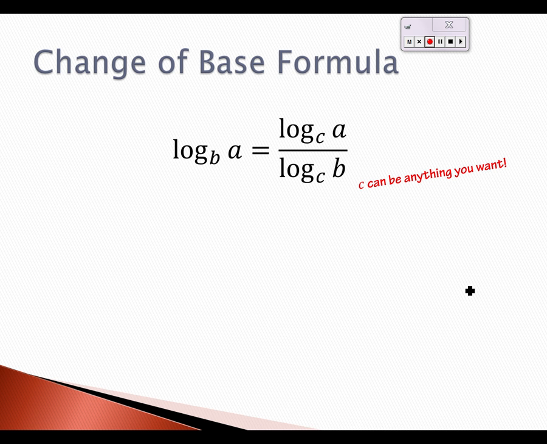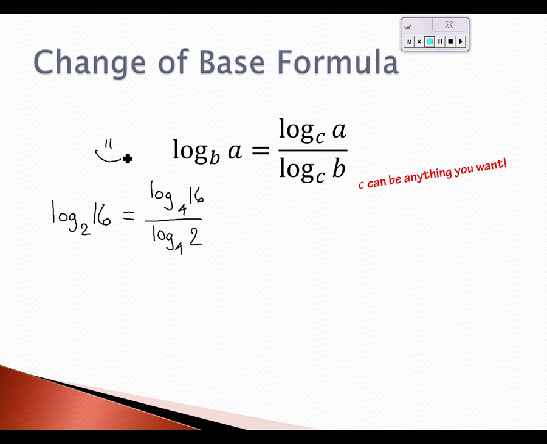So for example, here's one from the warm-up today. The log base 2 of 16 is equal to the log base, what's your favorite number? Jennifer, go ahead. 4 is equal to the log base 4 of 16 over the log base 4 of 2. Do you see that? Any number you like can go here.